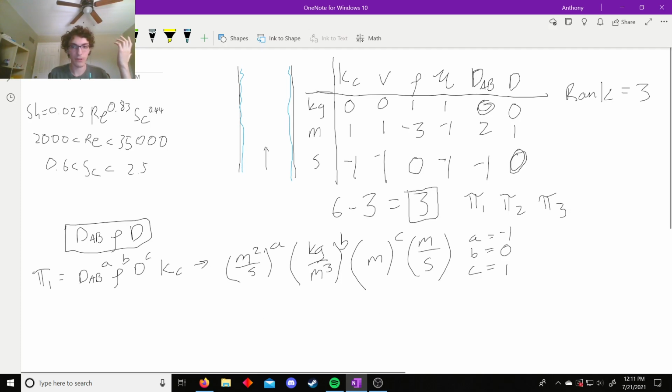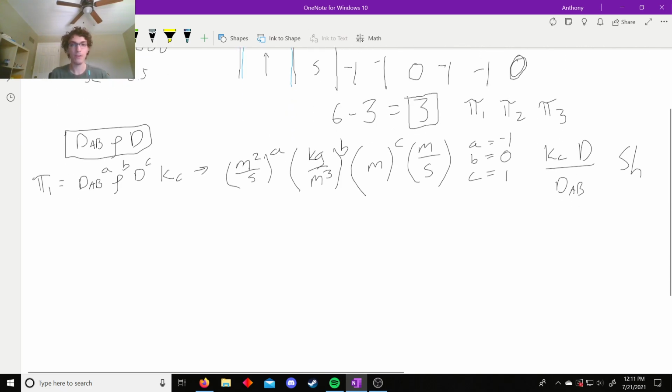Okay, there we go. So if we're going to rewrite this with our coefficients, what we end up with is Kc times our characteristic distance all over our diffusivity. And this number actually has a name. This is the Sherwood number. So this is pi 1. This is our first dimensionless group, and it is the Sherwood number.